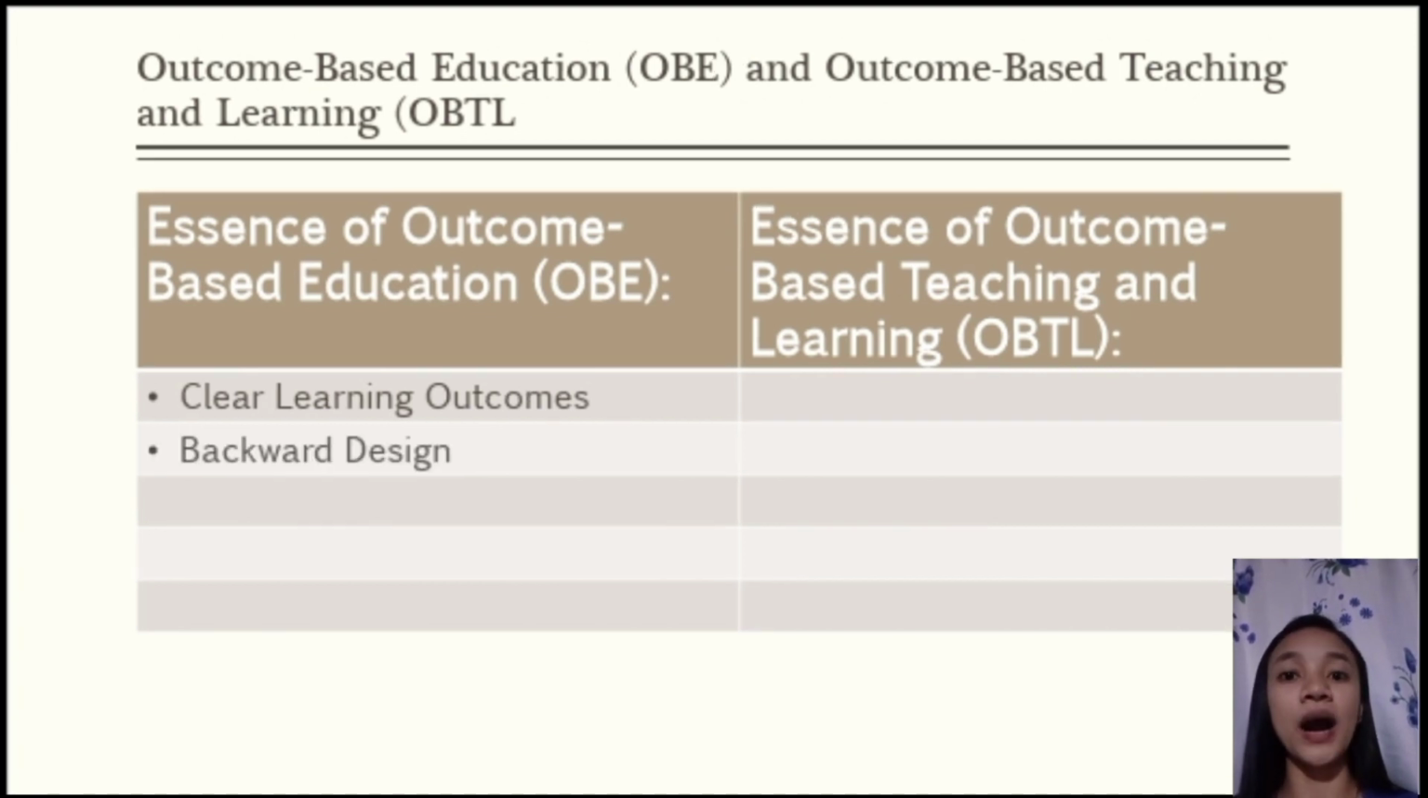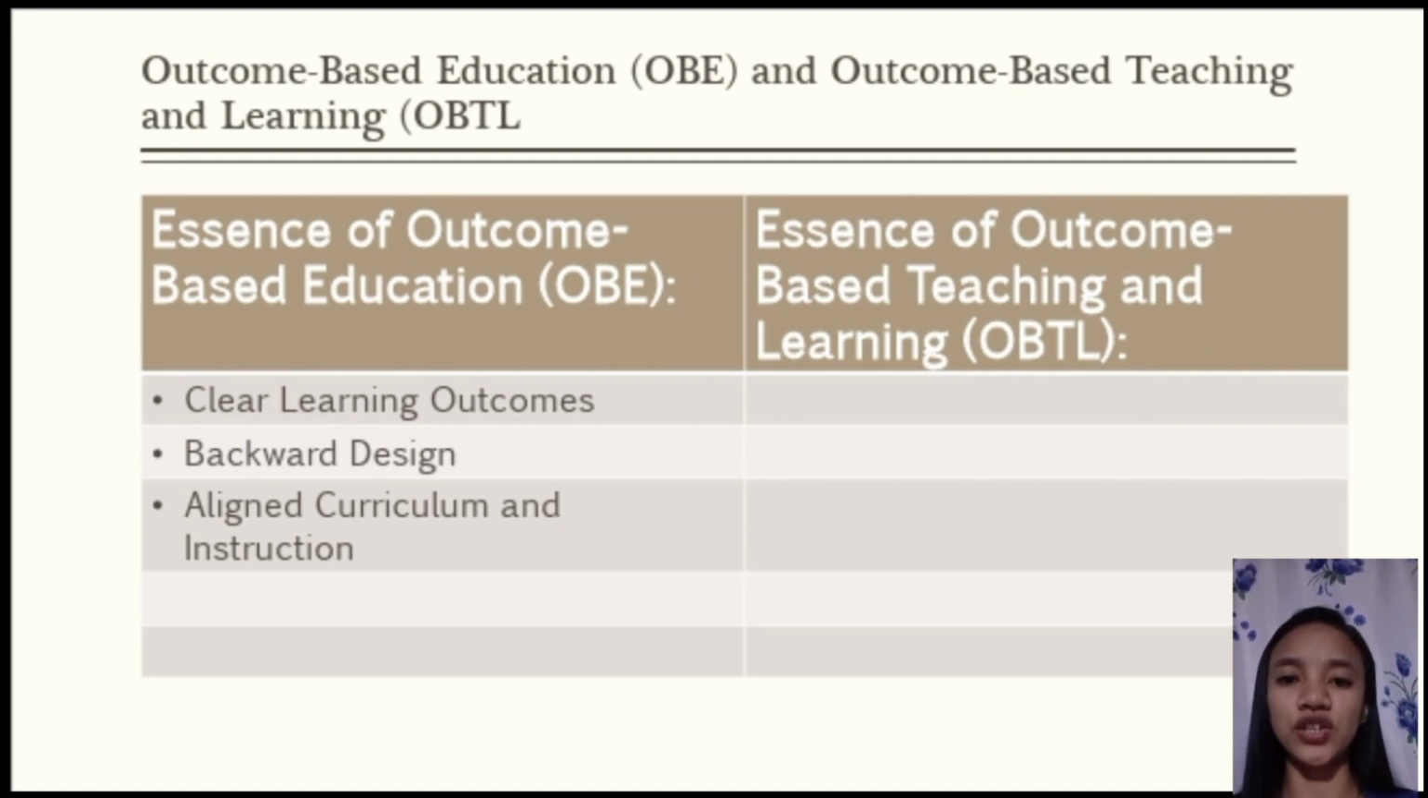Next, it has backward design. OBE follows a backward design process. Educators begin by identifying the desired outcomes and then design curriculum, instruction, and assessment methods that support the achievement of those outcomes. OBE also aligns curriculum and instruction. It ensures that curriculum and instructional strategies are directly aligned with the stated learning outcomes. This alignment helps students to focus on achieving the desired competencies.